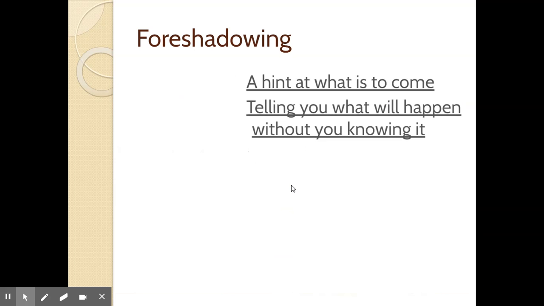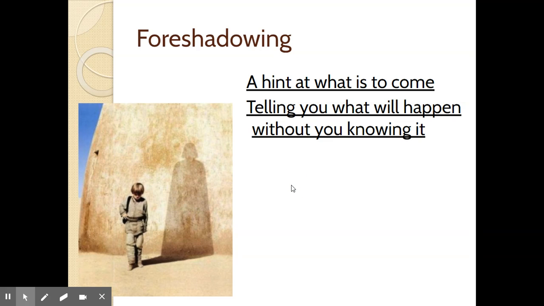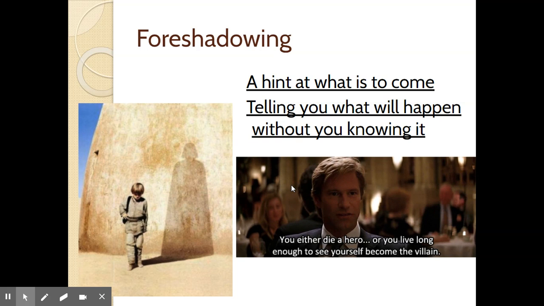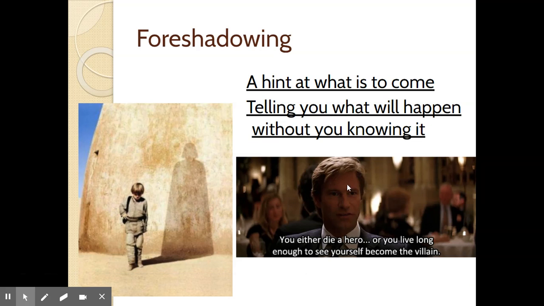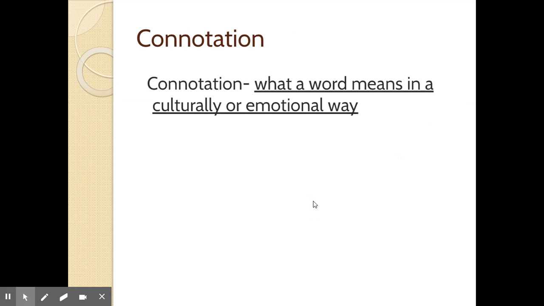So foreshadowing is what's to come, telling you what will happen without you knowing it. So foreshadowing is like when the audience knows something that's going to happen, the characters don't know. So like we know if you watch the original episode 1, 2, and 3 of Star Wars, this little boy turns into Darth Vader. Or in The Dark Knight, the greatest movie ever made, you know that this guy here is going to turn into Two-Face, Harvey Dent. So yeah, that's foreshadowing.